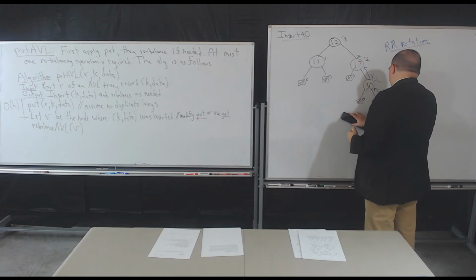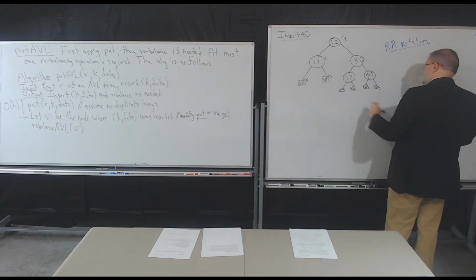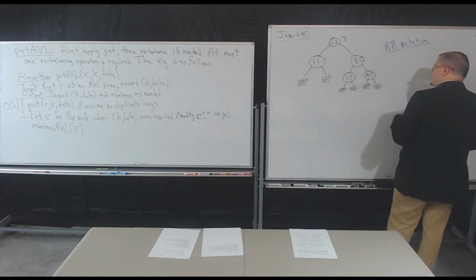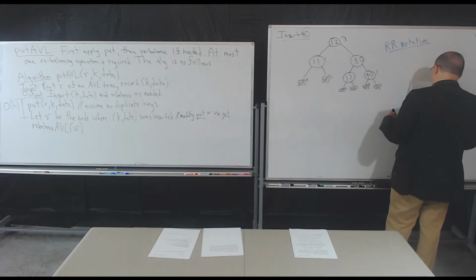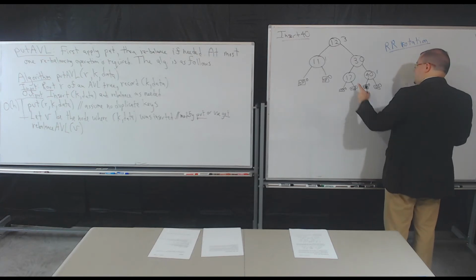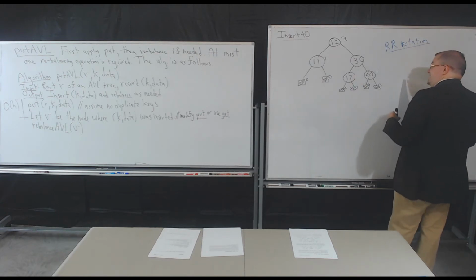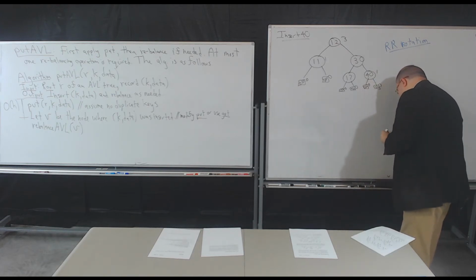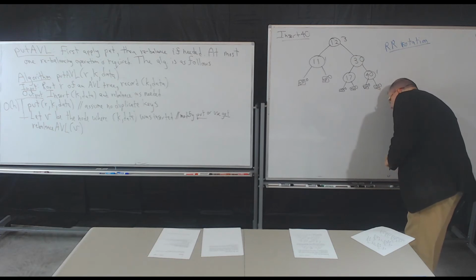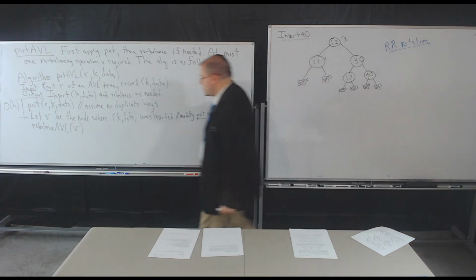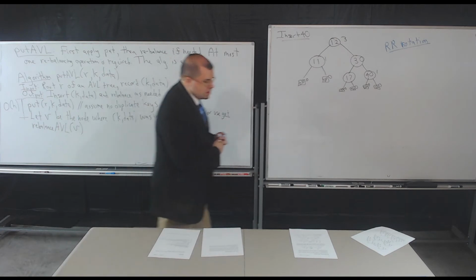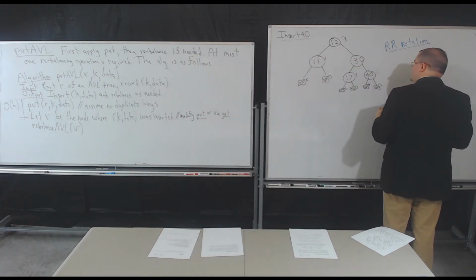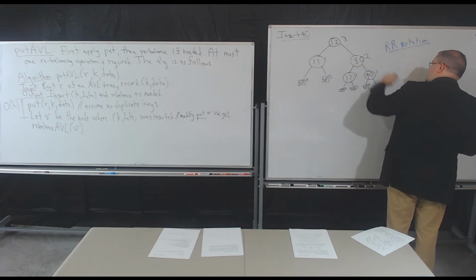So let me just draw that out. Okay, so the heights, remember these are the heights. Did 40's height change at all? No, right? It's still 1. Did 17's height change? Yes, it did. So we better update that. So what's the height of 17 now? It's 1. And now this is 2.